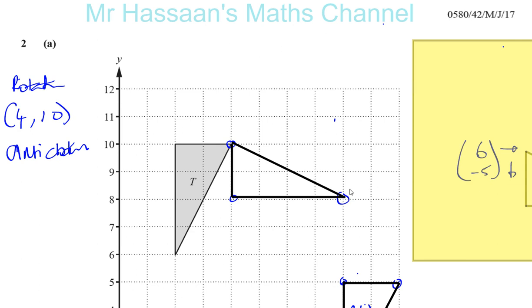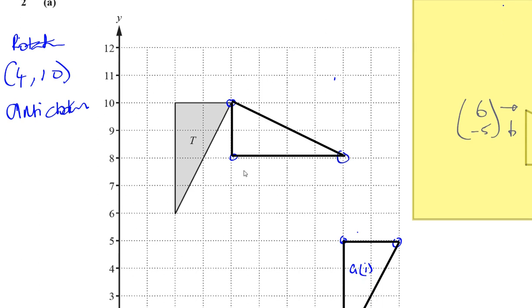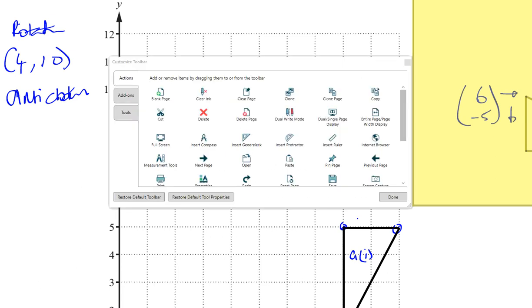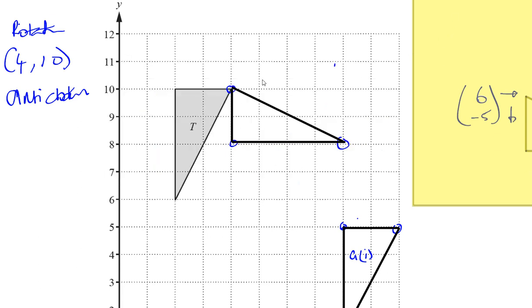Alright, so that's a rotation of 90 degrees anti-clockwise. Okay, so that's A part 2 done. So that's the answer to A part 2.